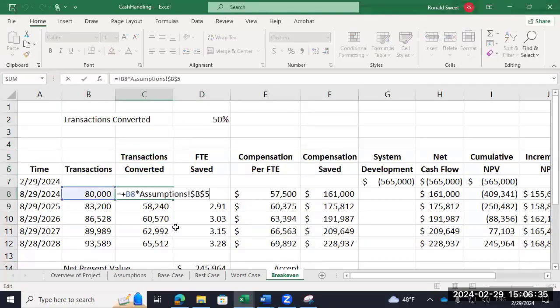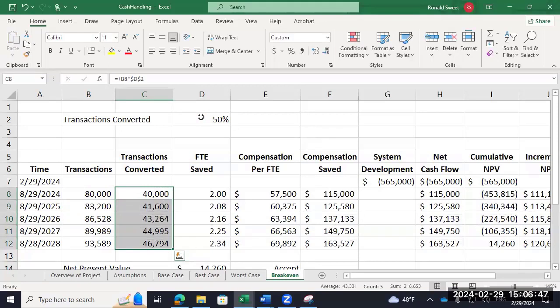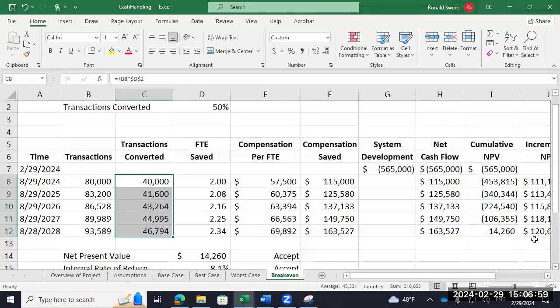And so here on transactions converted, instead of going to the assumptions page, I'm going to reference this. I'm using 50% because that was my base case, so I'm in my worst case, so I can somewhat double check the numbers. So it should look exactly like your worst case, except you're referencing transactions converted on the break-even page rather than going back to the assumptions page.